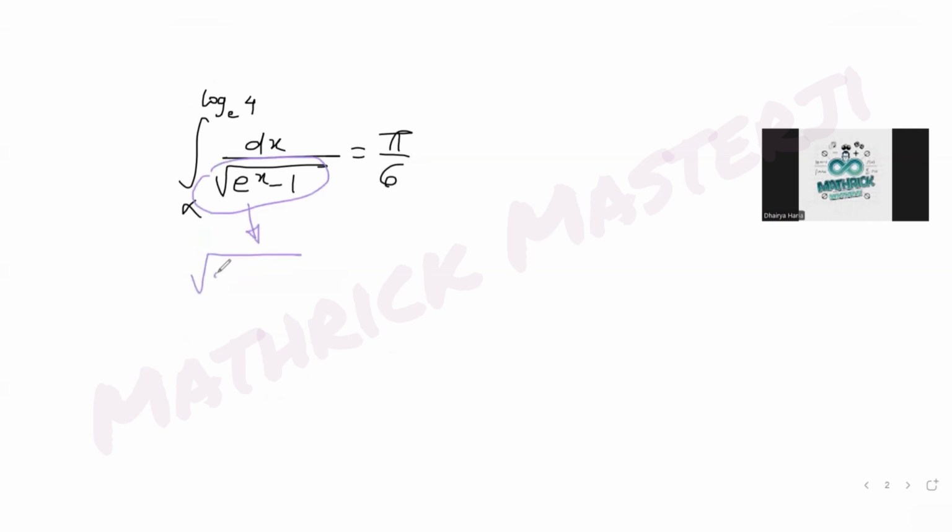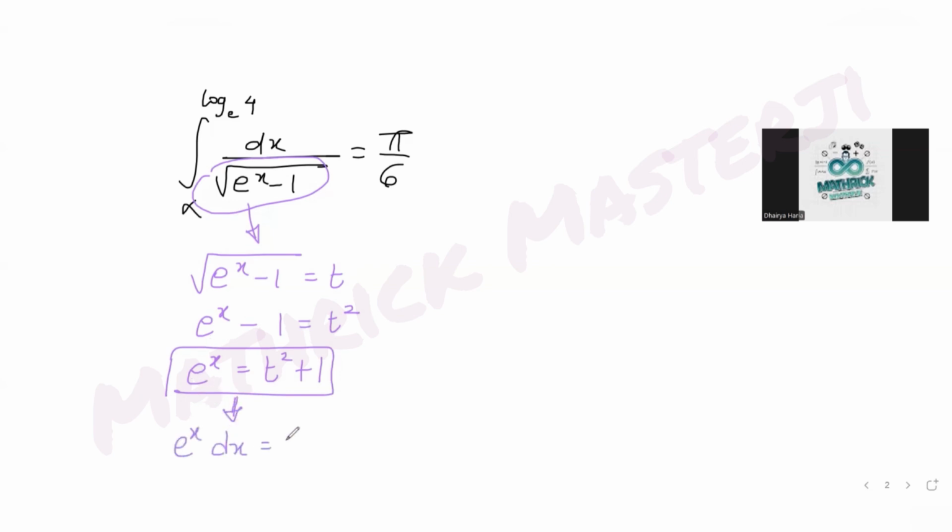So I have the integral with limits alpha to log 4 to the base e, dx over square root of e raised to x minus 1, equals pi over 6. What I can do is put square root of e raised to x minus 1 as t. If I square both sides, I get e raised to x minus 1 equals t squared. So e raised to x becomes t squared plus 1. Now if I differentiate this, I get e raised to x dx is 2t dt.